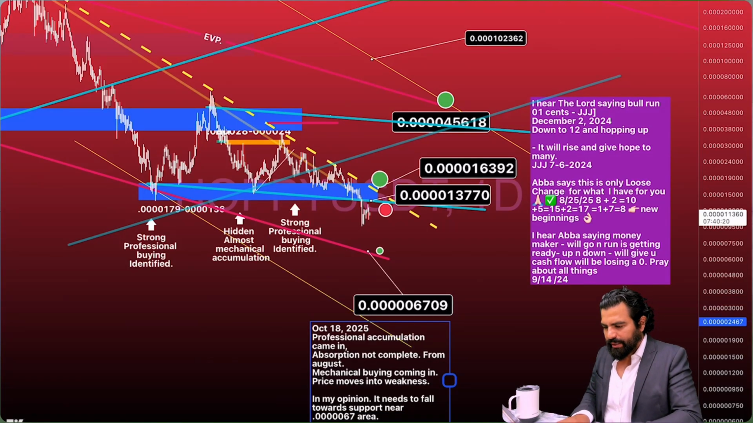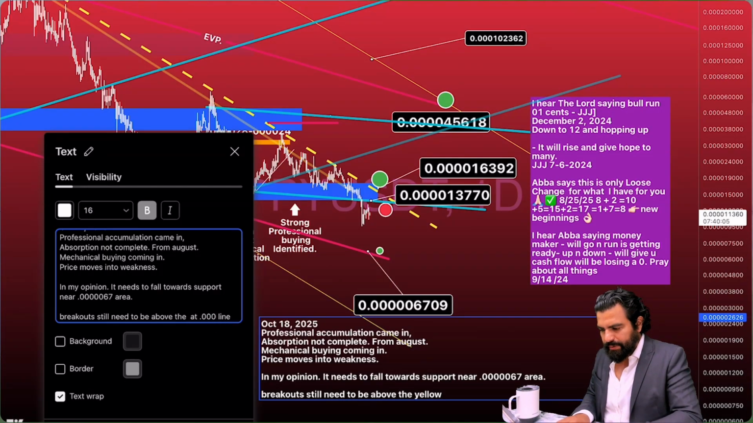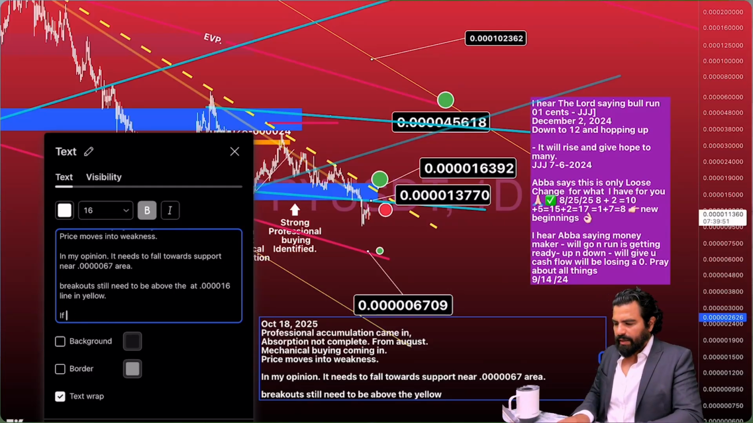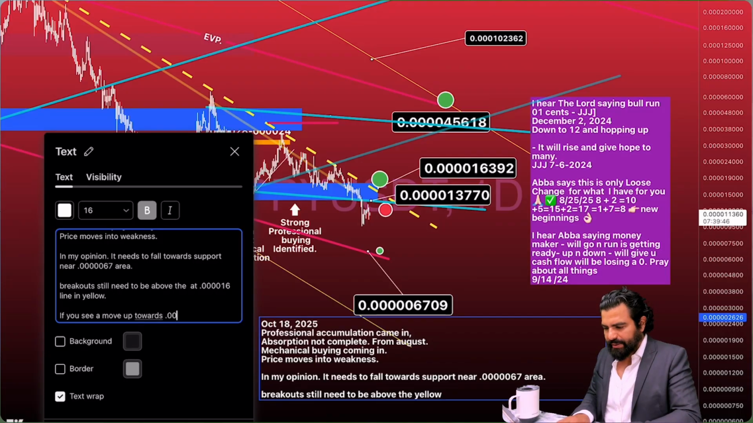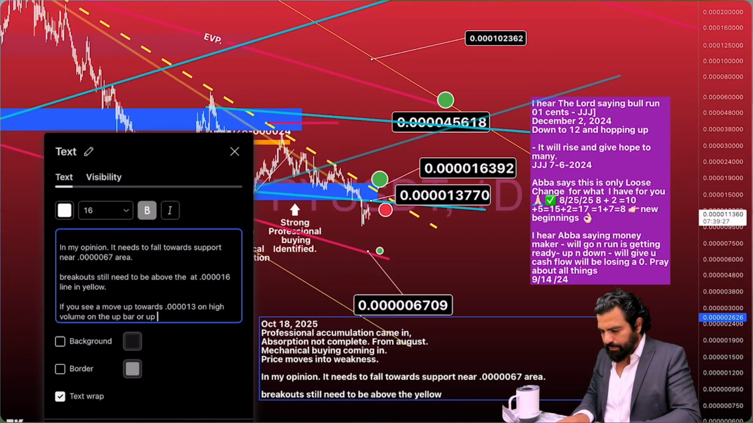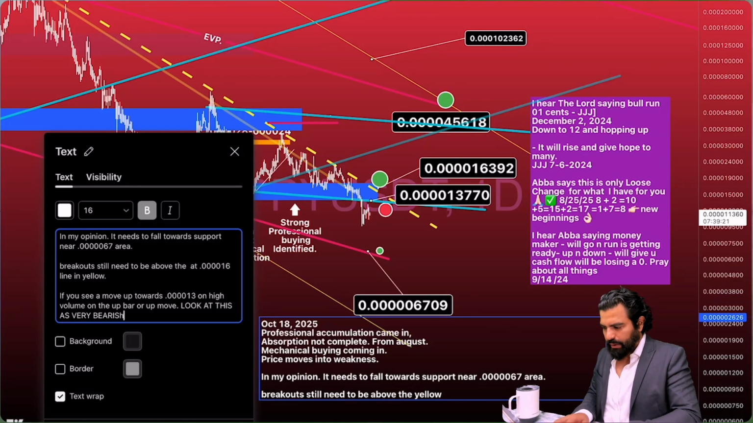Breakouts still need to be above the yellow line at 0.000016 in yellow. If you see a move up towards 0.000013 on high volume on the up bars or up move, look at this as very bearish. This is dumping after the fact.